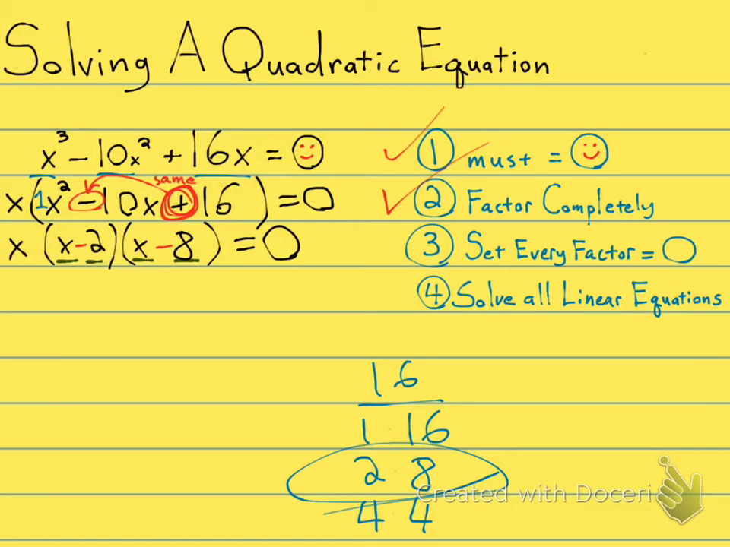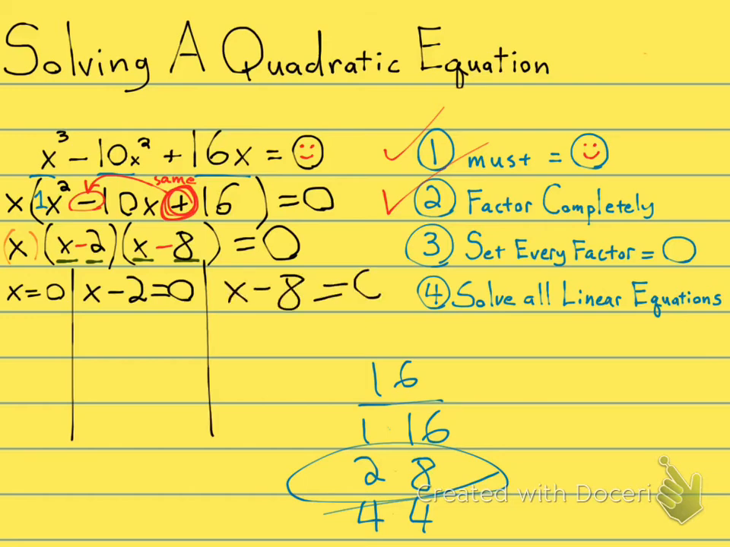Step 3, set every factor equal to 0. All right. This is a factor. That's 1, 2, and 3. I have 3 factors. I'm going to set all 3 of them equal to 0. So, x equals 0. x minus 2 equals 0. And x minus 8 equals 0.